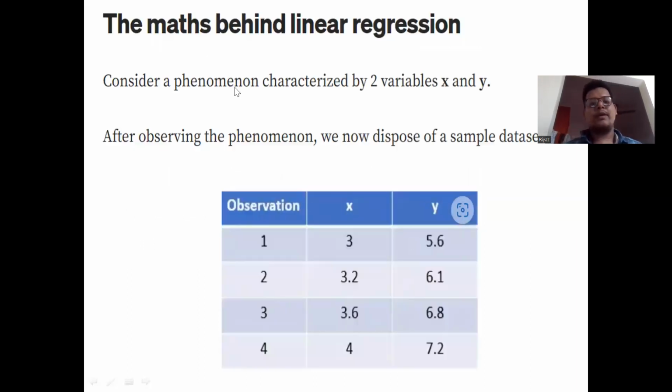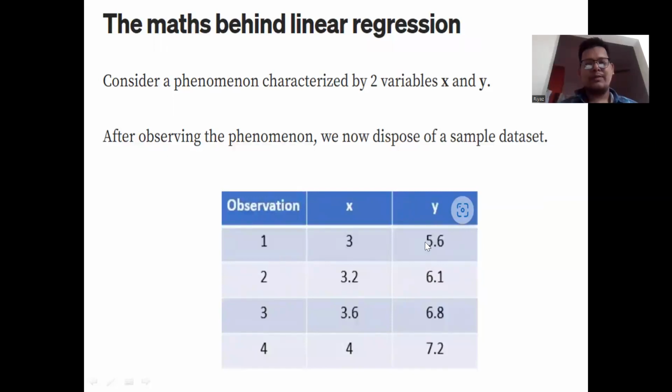Okay, the math behind linear regression. In this case, if I'm considering simple linear regression, I have only x and y. y is the dependent variable, and x is the independent variable. So x is the independent variable, nothing but I have continuous data. Regression always has continuous data, that is 3, 3.2, 3.64.